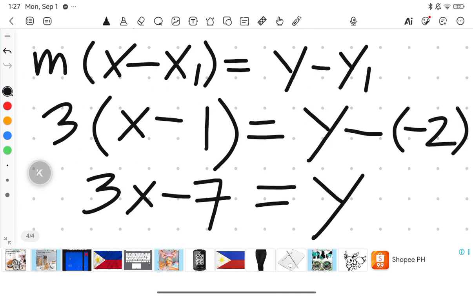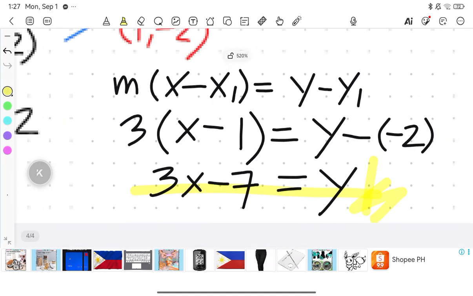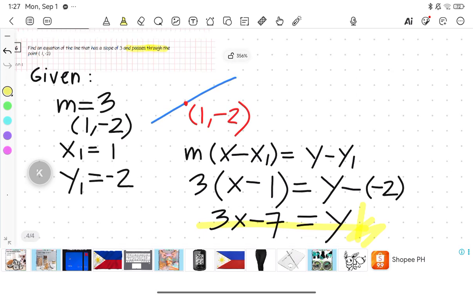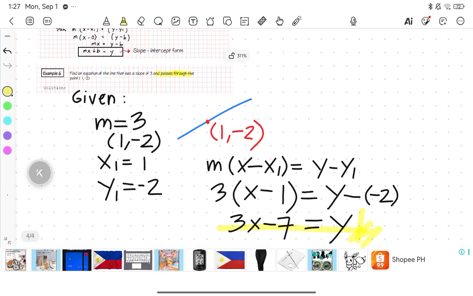O, ayan. So, the answer po for this question is this. 3x minus 7. Find an equation of the line that has a slope 3 and passes through the point 1 and negative 2. So, answer is 3x minus 7 is equal to y.